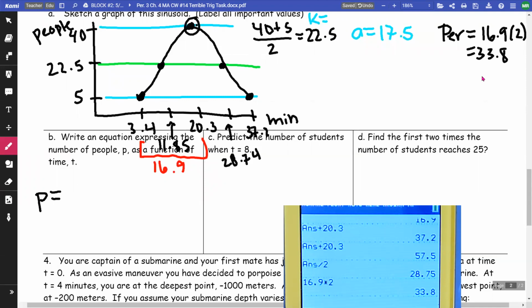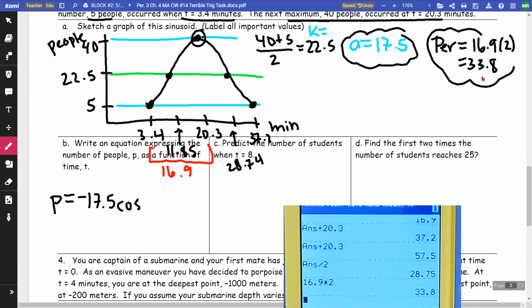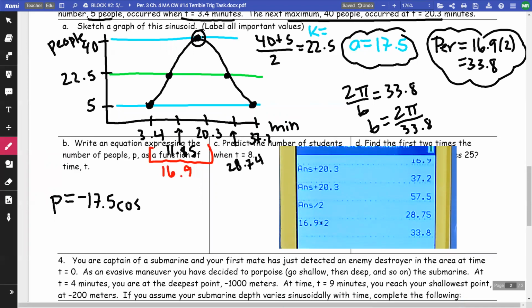And I'm starting at a low, so I'm going to have a negative cosine. And my amplitude was the 17.5, so I'm going to have a negative 17.5 cosine. My period is 33.8. So I'm going to go 2 pi over b equals 33.8. So I'm going to get b equals 2 pi over 33.8. And let's clean that up. Let's not leave it with a decimal in a fraction.